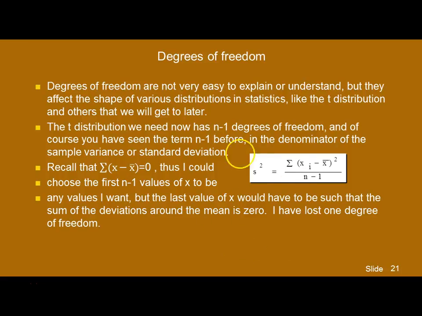Well, similarly, in the formula here for s squared, you can pick the first n minus 1 deviations to be whatever you want. That is the first n minus 1 values of x, actually, but the last one will be determined for you.